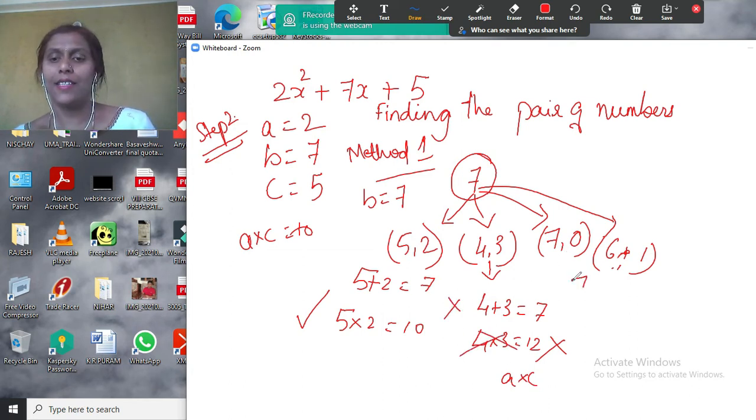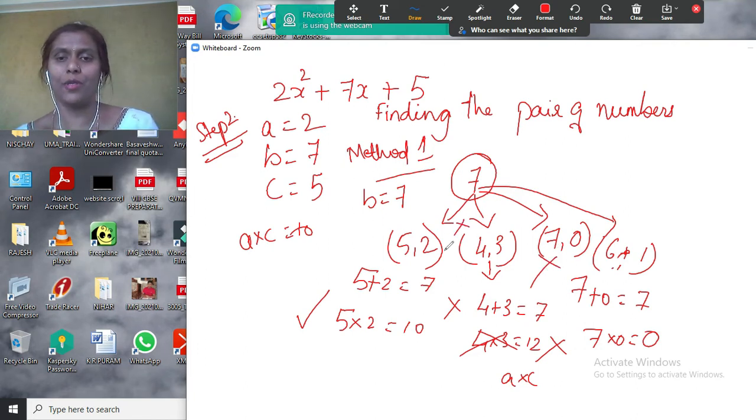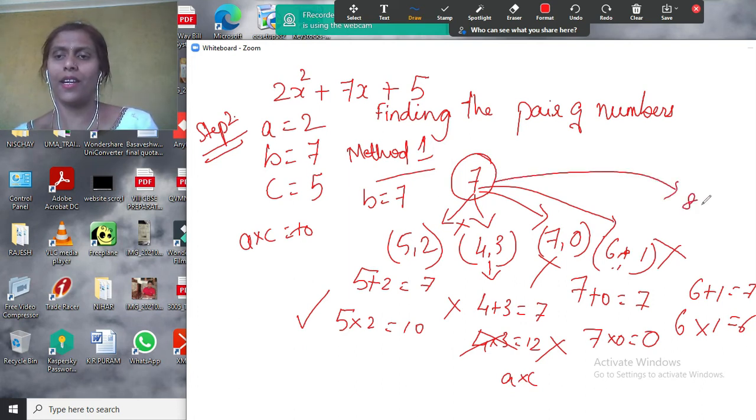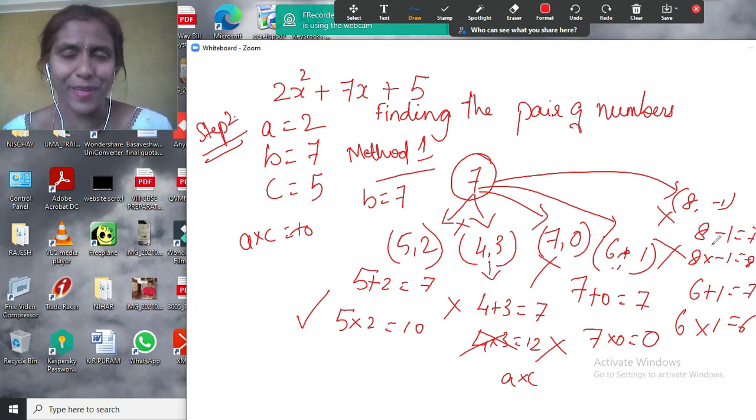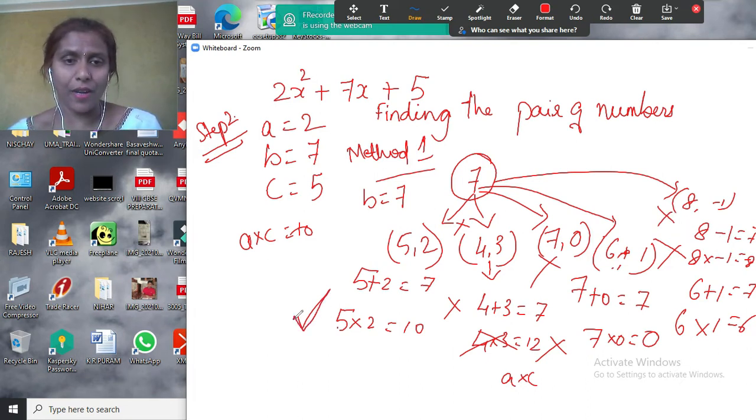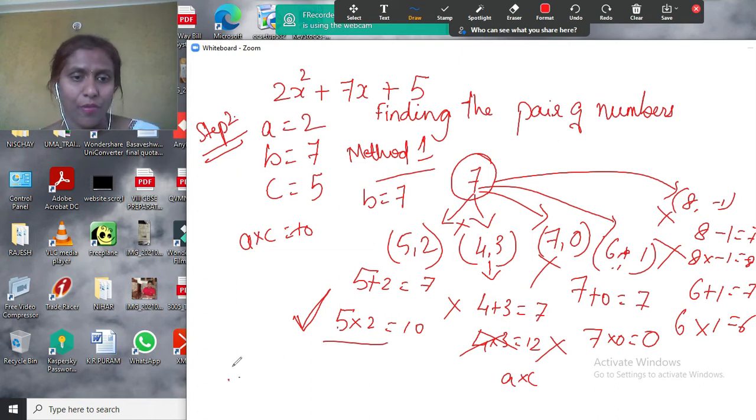Next, 7 plus 0 is 7, 7 into 0 is 0, so this is not satisfied. Now, 6 plus 1 is 7, 6 into 1 is 6 and it's not 10, so not satisfied. And probably 8 comma minus 1. Yes, why not? The sum can be addition or subtraction. 8 minus 1 is 7, satisfied. 8 into minus 1 is minus 8, did not satisfy because we wanted plus 10. So, what is the pair of numbers which satisfied? 5, comma 2.